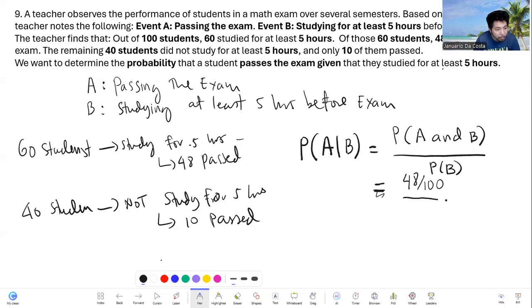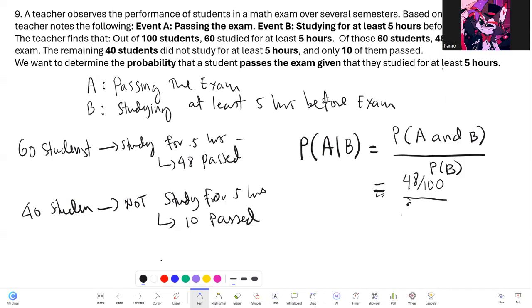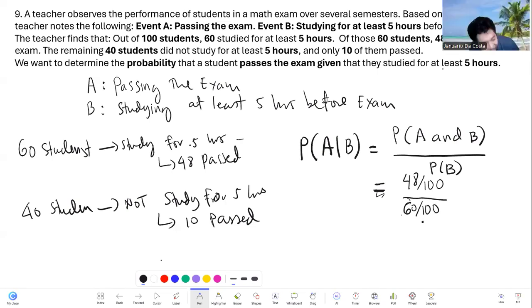What about just probability of B? The probability of studying at least 5 hours before the exam. 10? No. B of B only. B. What is B? 60. What? It's 60. 60. Comprende? 60. Is it correct, 60? Yes, because there are 60 of 100. Correct, 60 studied for 5 hours.